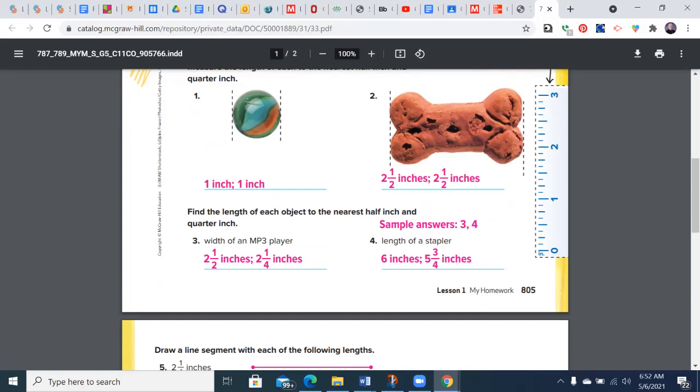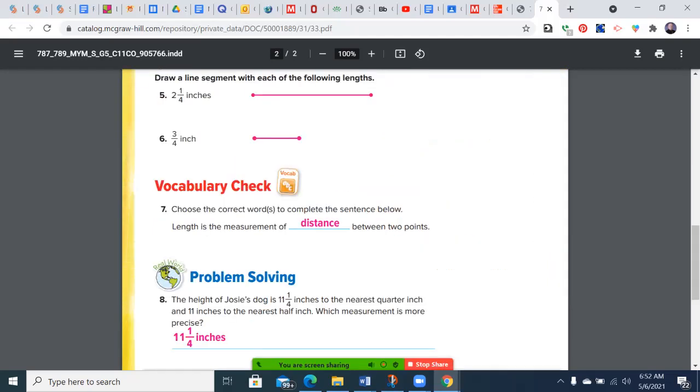Example one was 2.5 inches or closer to 2.25, but your answer might have been different. If you're not sure on either 3 or 4, feel free to show me the item and measure it in front of me. Length of a stapler, 6 inches and 5 3/4 inches. Those answers would vary based on which stapler you use and where you get it and all of those details.